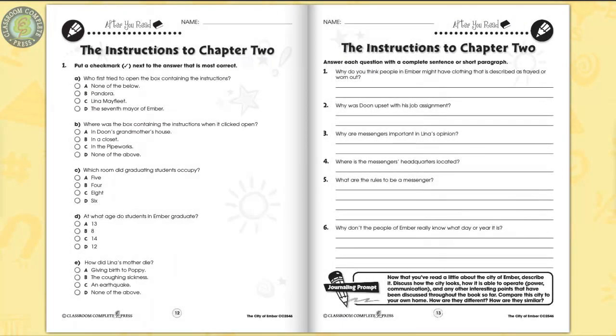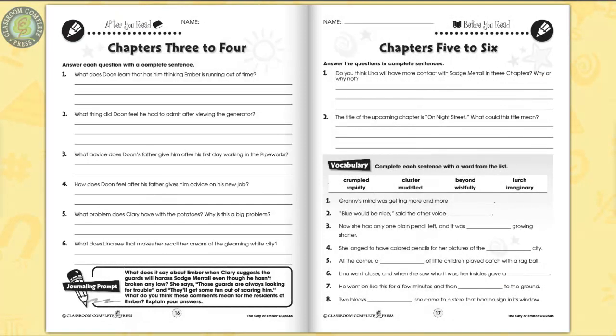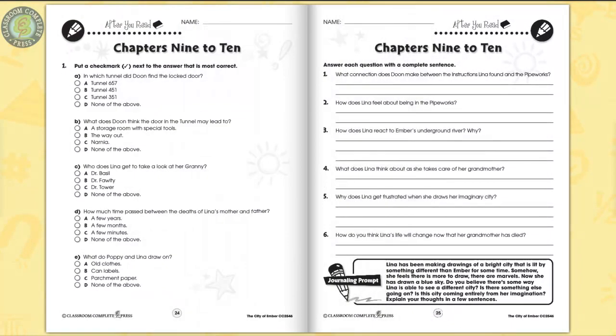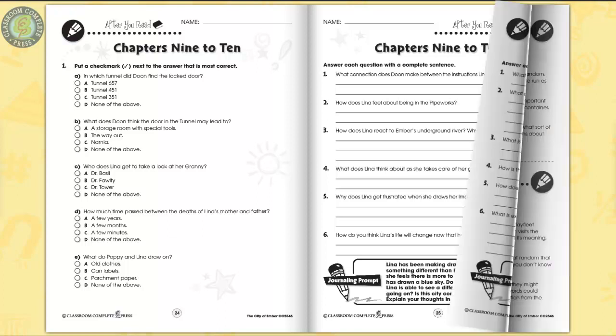Describe in detail the City of Ember from how it looks to how it operates. Analyze the chapter titles and dissect what they could allude to. Explain what we as readers discover about Ember when Doon visits the library. Answer comprehension questions about events in the book surrounding Doon's investigation in the tunnels.